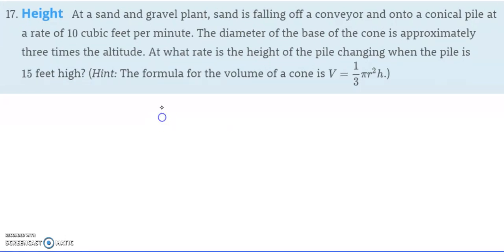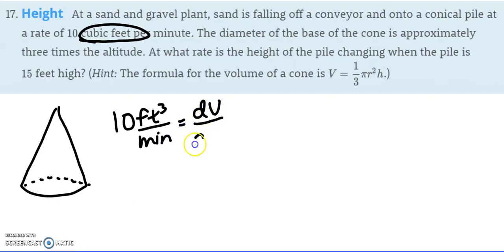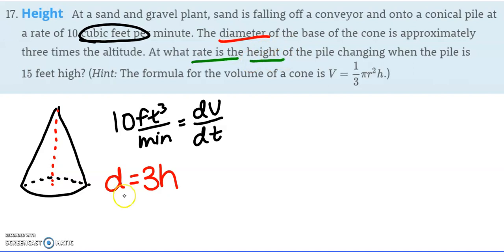So at a sand and gravel plant, sand is falling off of a conveyor onto a conical pile. Conical meaning cone. At a rate of 10 cubic feet per minute. Well, 10 cubic feet per minute would indicate dV/dt, because cubic feet measures volume and minutes measures time. The diameter of the base is approximately 3 times, I'm going to call this the altitude, the height. At what rate is the height of the pile changing?